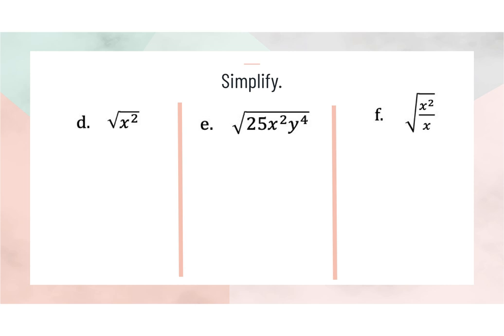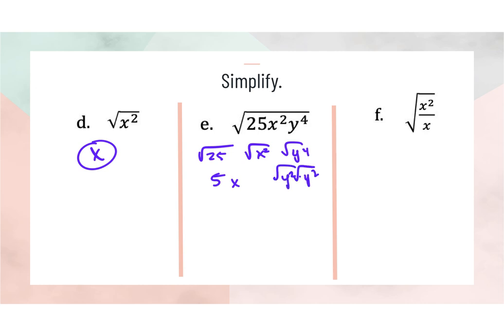So this would be just x, okay? This one I will split into the square root of 25, the square root of x squared, and the square root of y to the fourth. So that's going to be 5. Square root and x squared cancel each other out, so that's just x. Y to the fourth is kind of like saying y squared times y squared. So that's going to be y times y, so that's going to be just y squared. There's my answer.